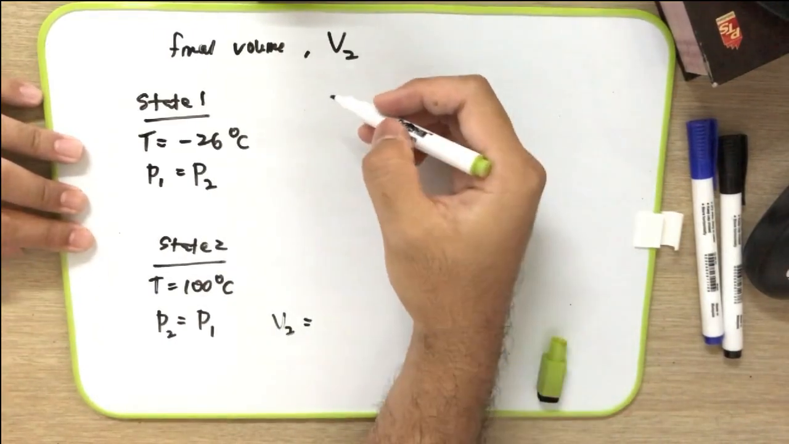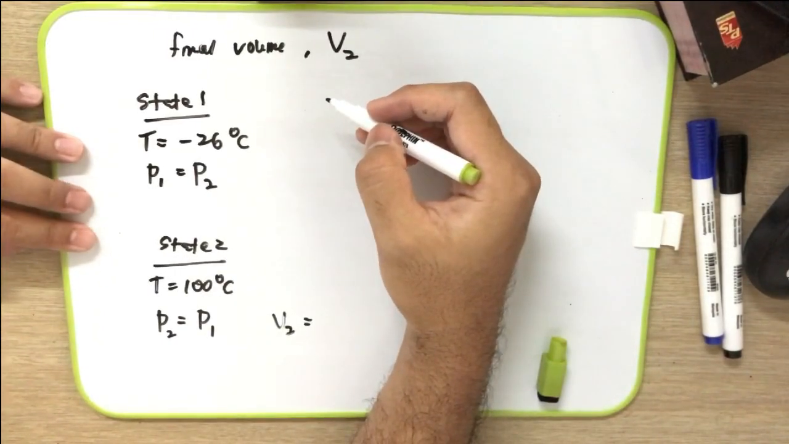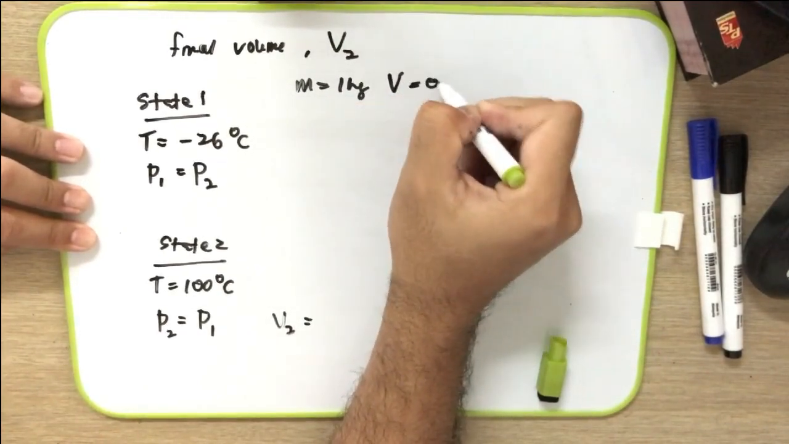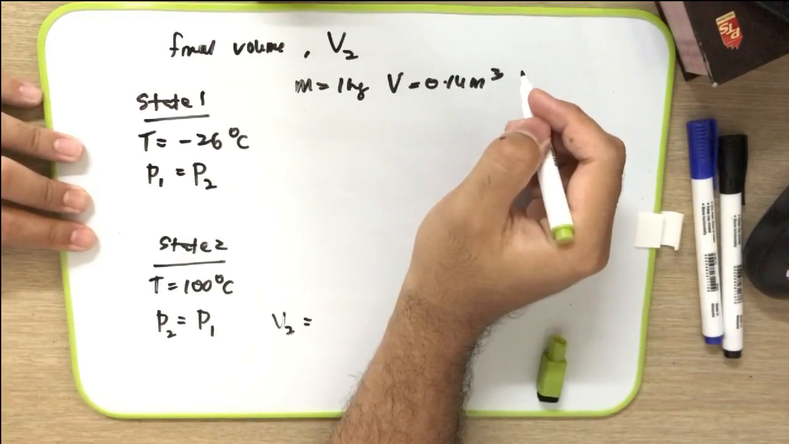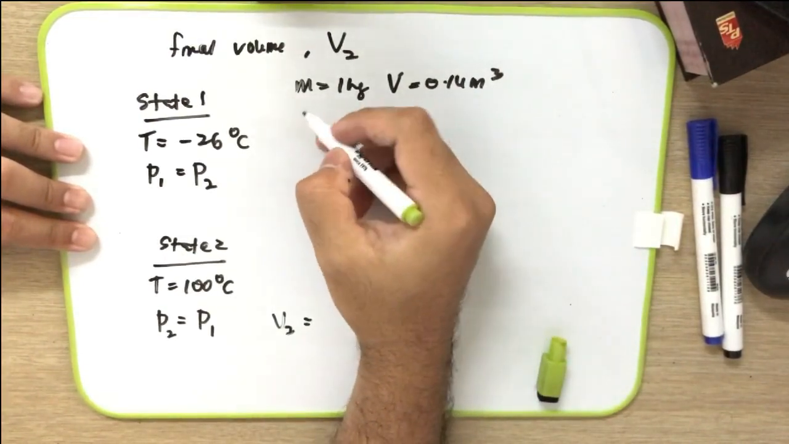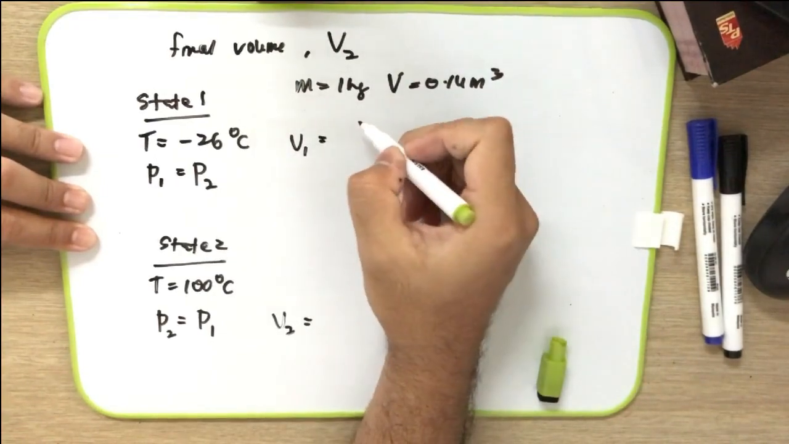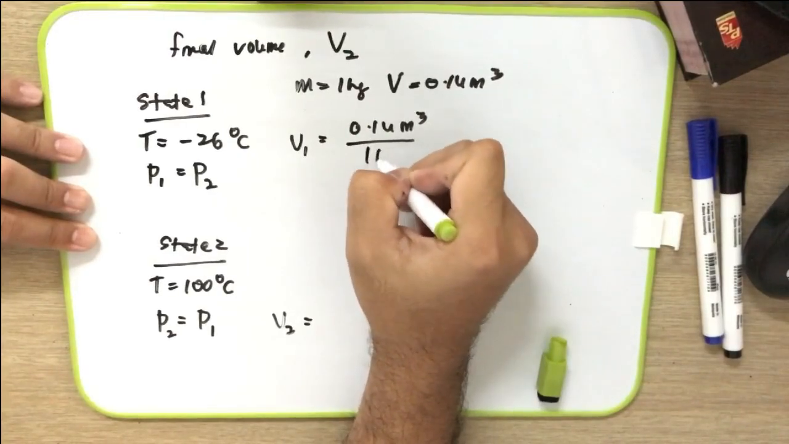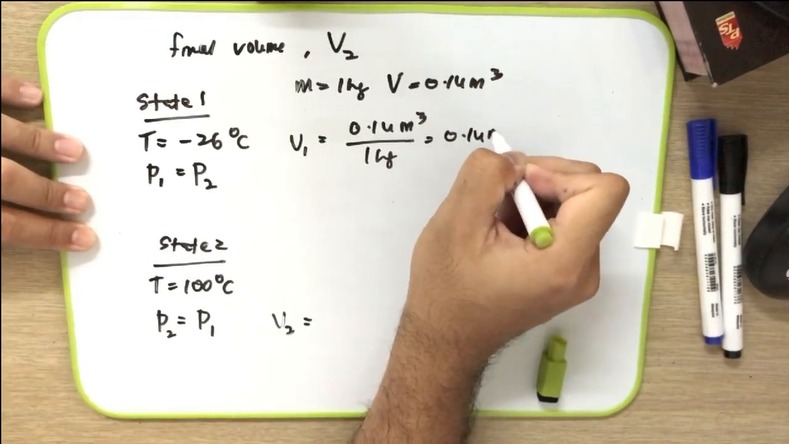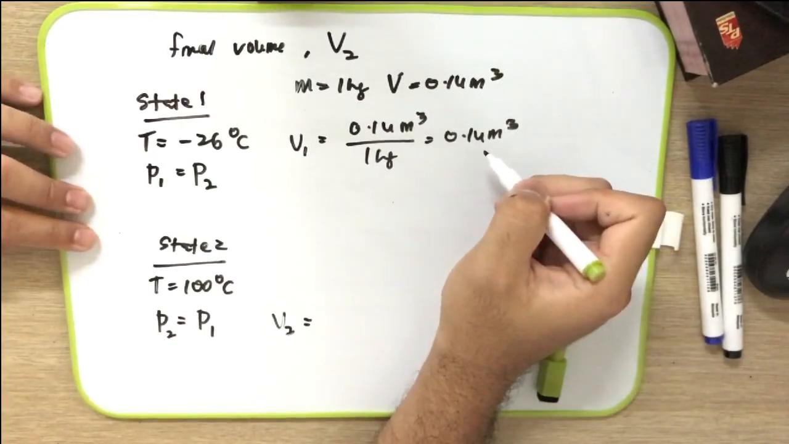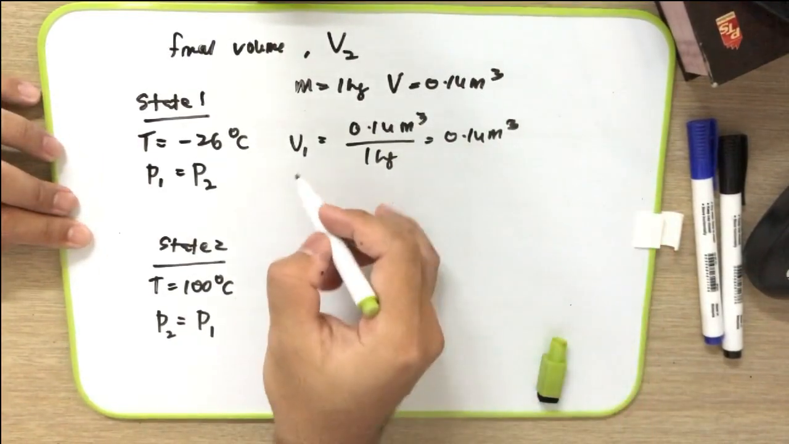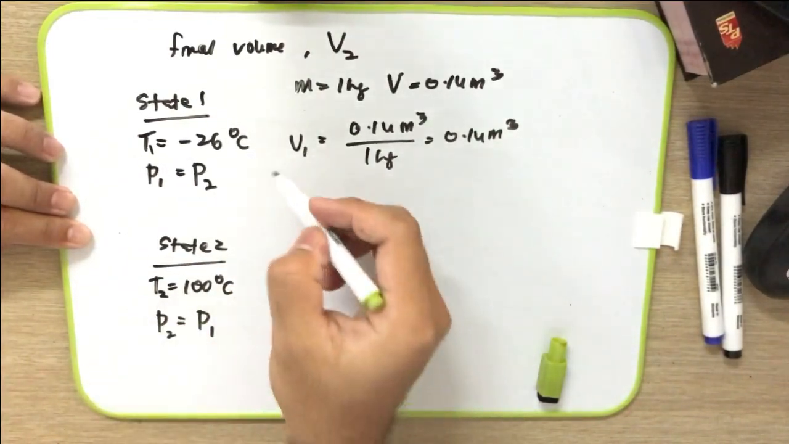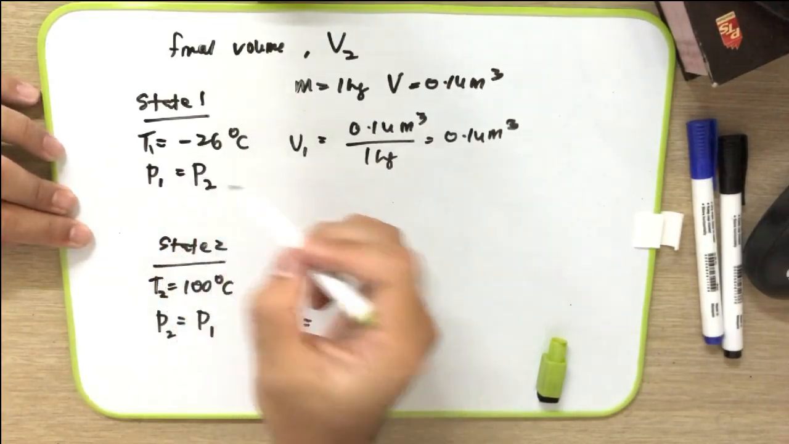We are given another info, which is the mass is 1 kg and the volume is 0.14 meter cube. So from here we can get the V1, isn't it? V1, specific volume, is 0.14 meter cube over 1 kg, which is 0.14 meter cube per kg. So from this V1, we already have two info, which is T1 and also V1. So from T1 and V1, we can get the P2.